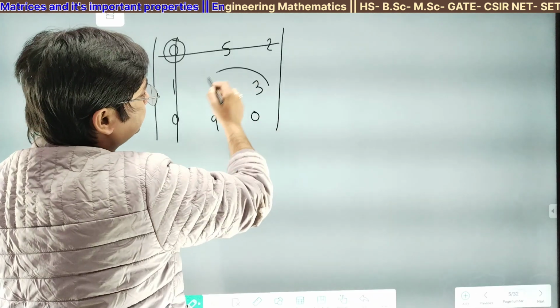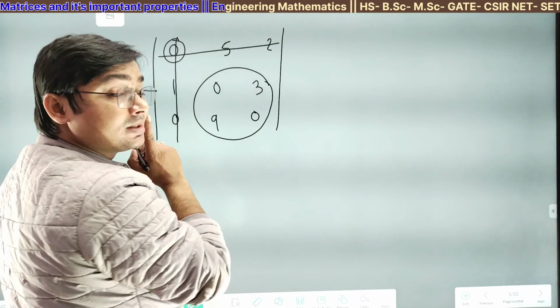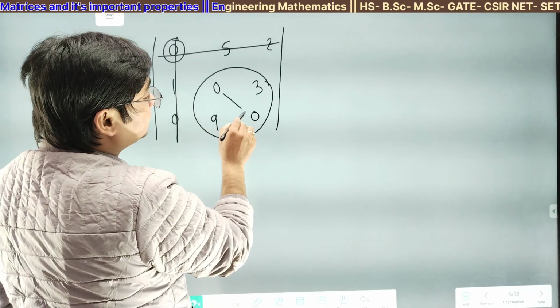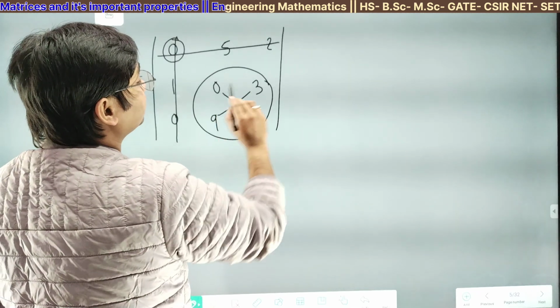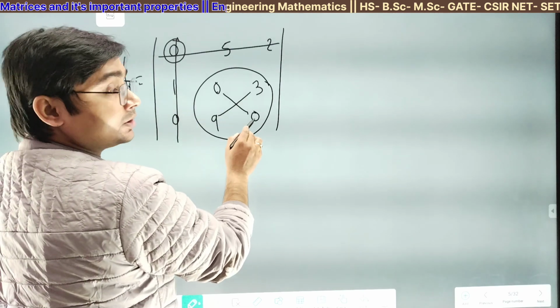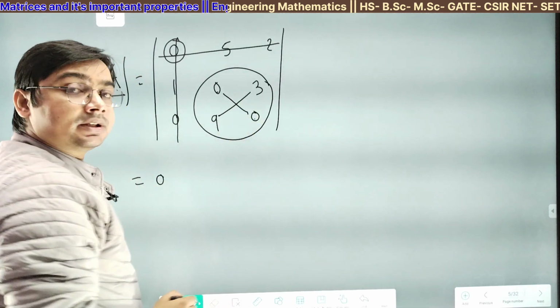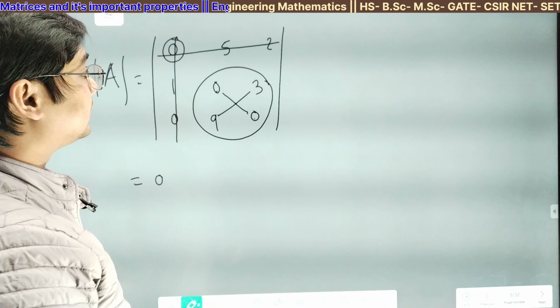So this will be there, this will be there. Yes, so now you take this one into this one, minus of this one into this one. That means 0 into 0 0, minus 9 into 3. Yes, so this way we can easily find.